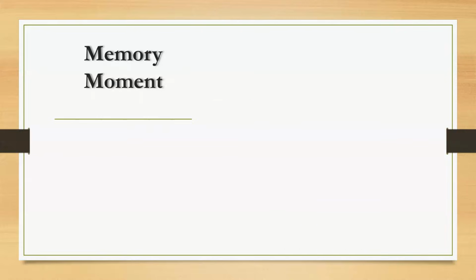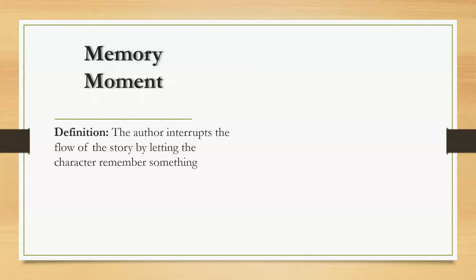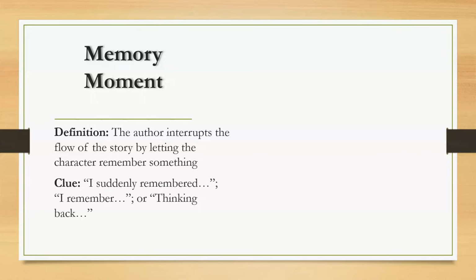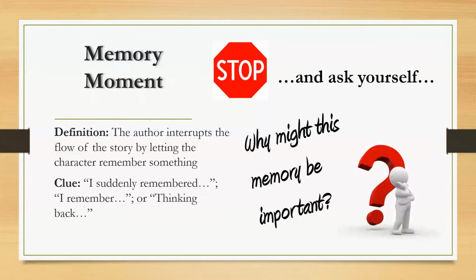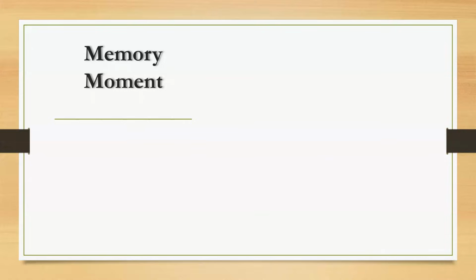And finally, memory moment. The definition of a memory moment is when the author interrupts the flow of the story by letting the character remember something. So clues are I suddenly remembered, or I remember, or thinking back. When you see these memory moments, you stop and you ask yourself, why might this memory be important? Here's an example of a memory moment from To Kill a Mockingbird.